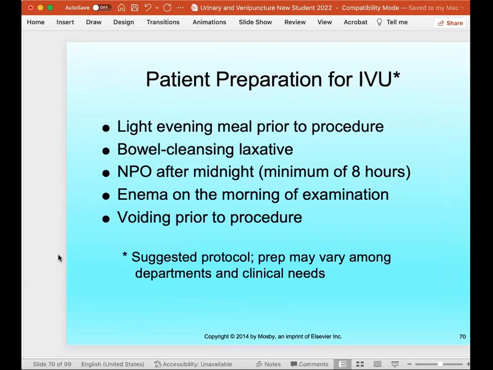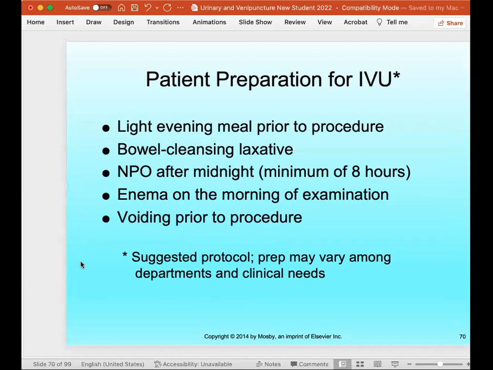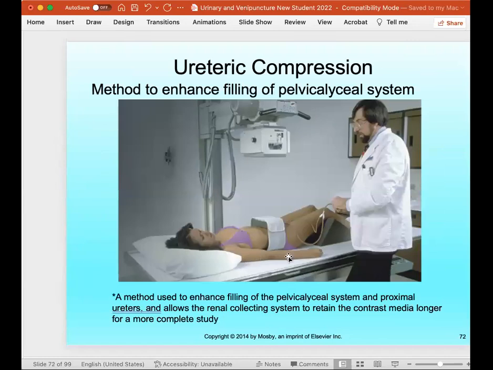Preparation. Light evening meal prior to the procedure, bowel cleansing laxative. We do want to make sure that everything in the abdominal area is clear of fecal matter, because it's going to be obstructing our field of view. NPO after midnight, minimum of 8 hours, and then an enema the morning of the exam as well. And you want to have your patient void before the exam.